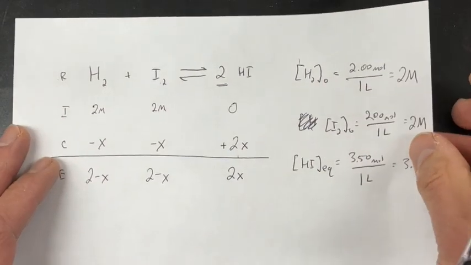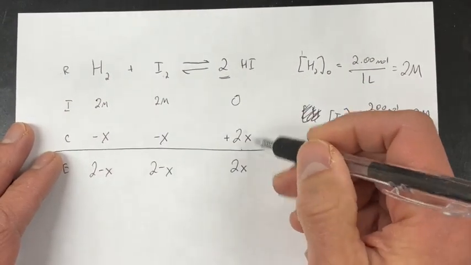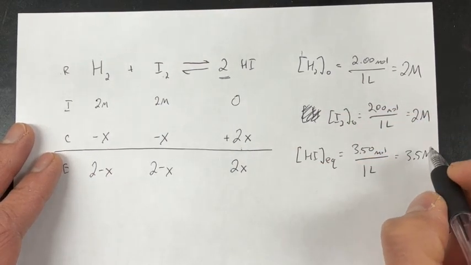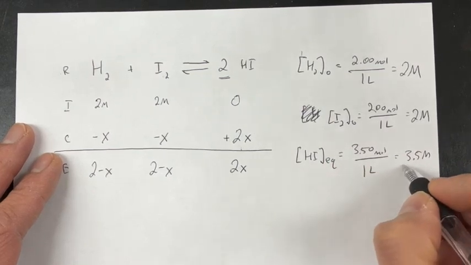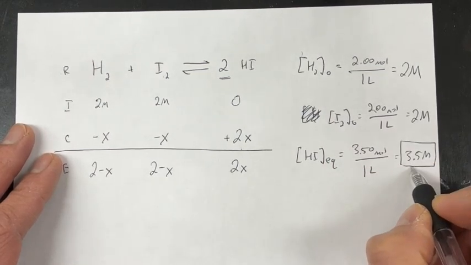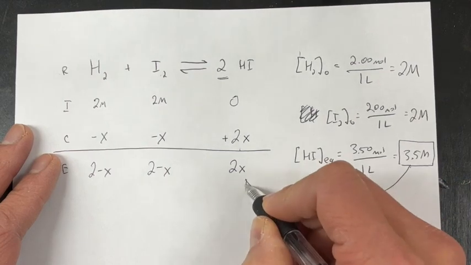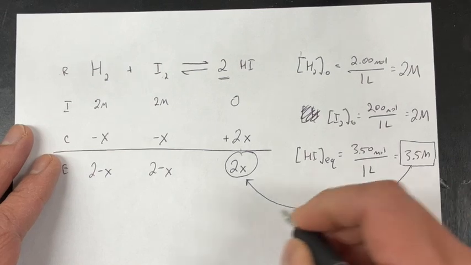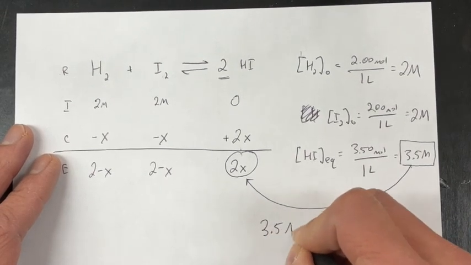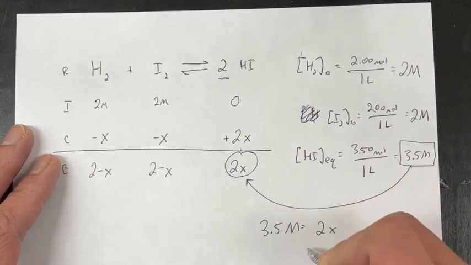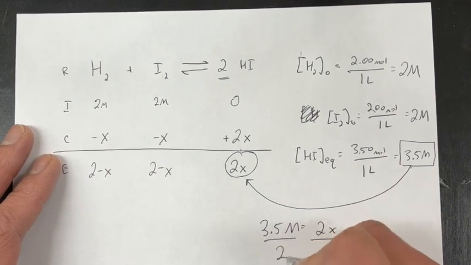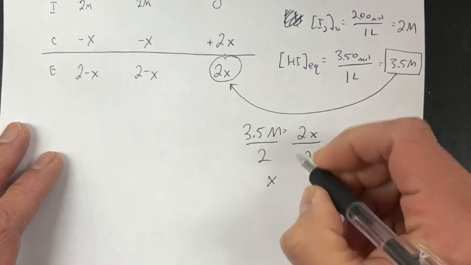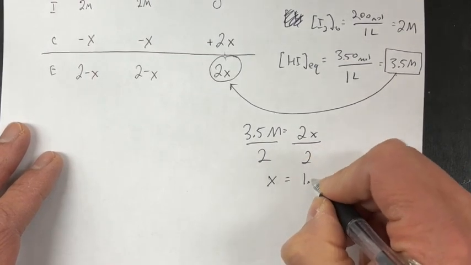And now you're thinking, well, do we have some algebra we're going to do? Well, maybe a tiny bit, because I know that this right here is my equilibrium value, which is also what 2x is. Okay, so 3.5 molar is equal to 2x, which means x, if I divide both sides by 2, ends up being 1.75 molar.